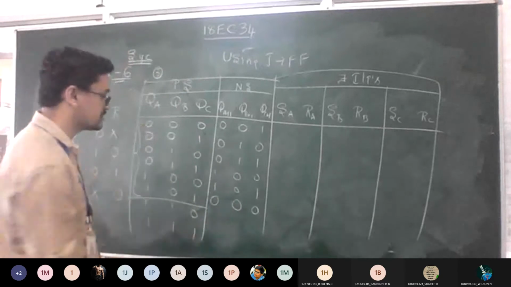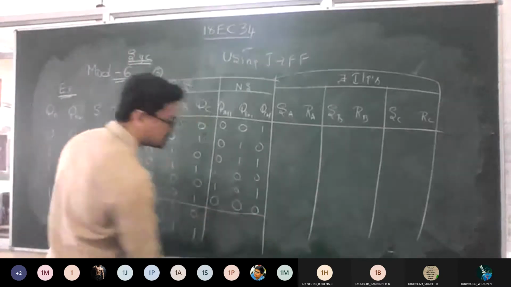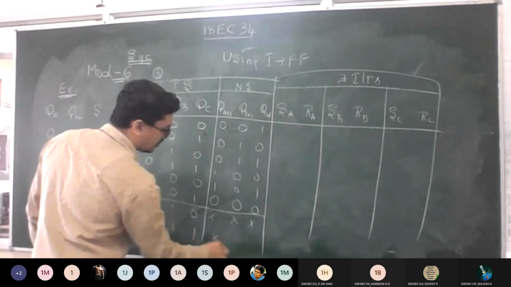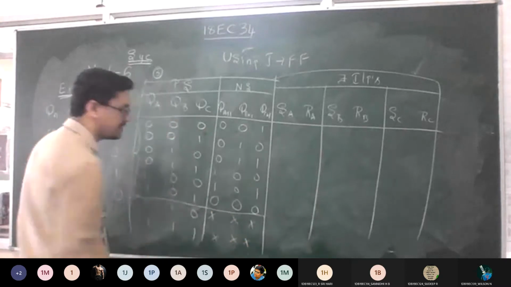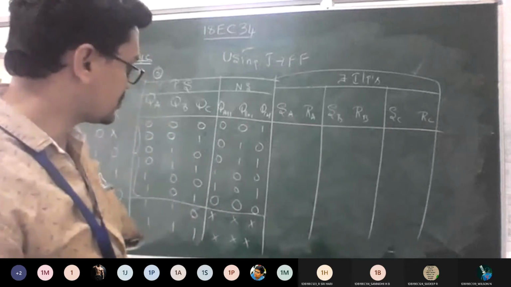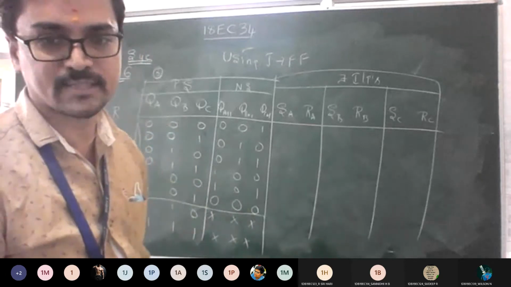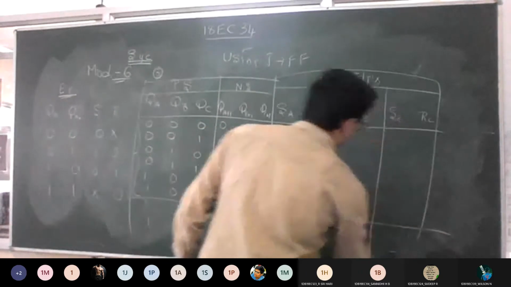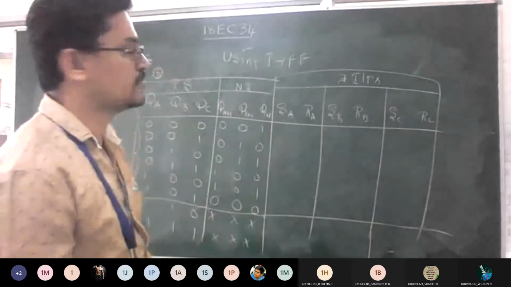Then what will you write for the remaining two conditions? What is the next state for these two? It's high impedance, whatever you want to take. I mean, don't care condition, not high impedance. Sorry. It's a don't care condition. So whatever inputs you have, we are least bothered about these states because I'm counting from here to here. That's it.